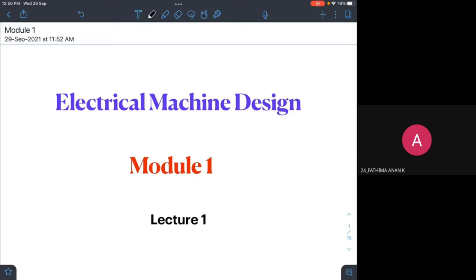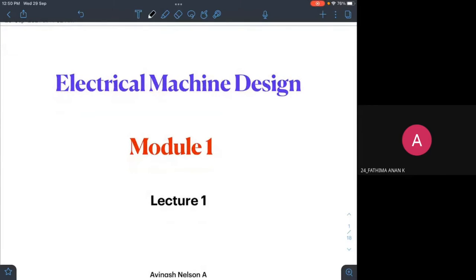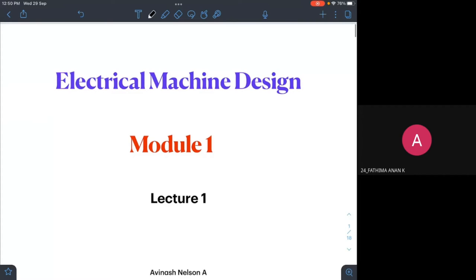Okay, now let us start the lecture. Yesterday we were only discussing some basics and I gave you an introduction on machine design. Today we are specifically going into the first module, module 1, and it is about some general things about machine design.